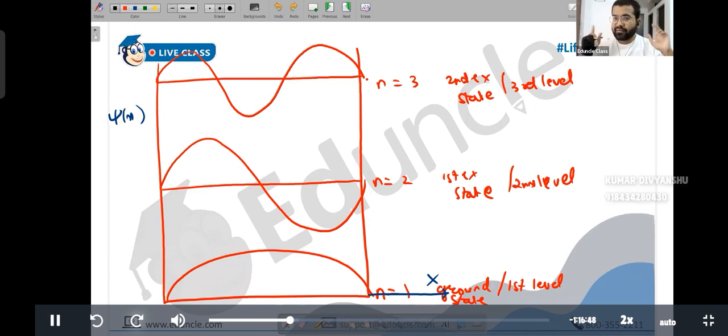Because at the extremes, what happens? The wave function vanishes completely. The potential becomes infinity. Right? So n equal to 2 has only one node. Exactly, that's what I'm coming to.